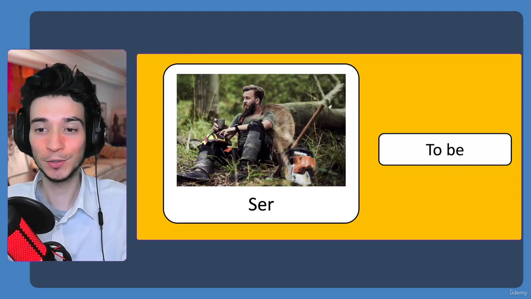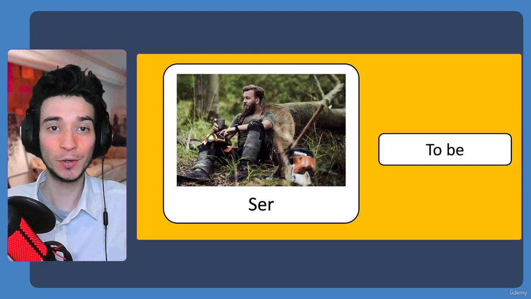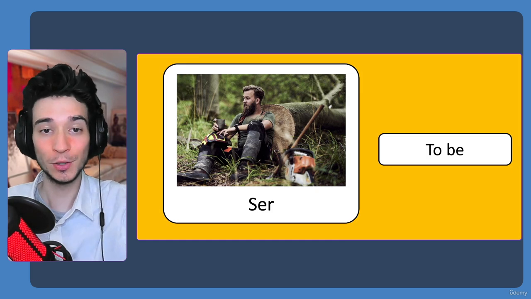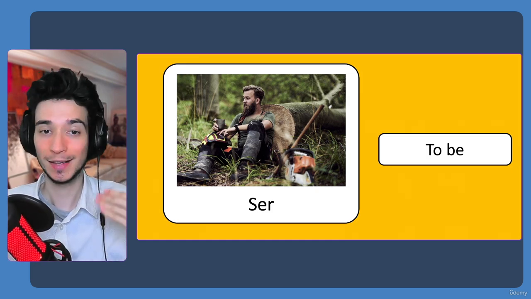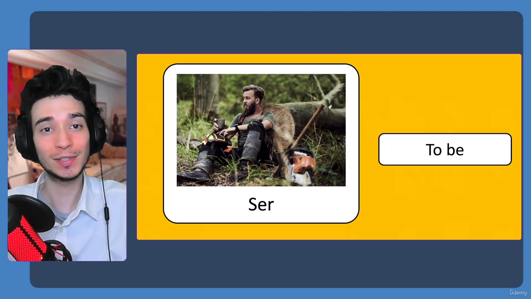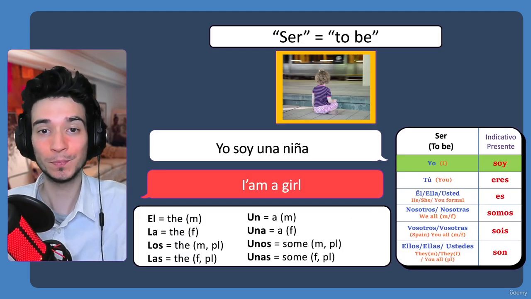Okay, so now let's continue. Let's go to part 2 of the conjugations section. So we learned about the verb ser, which means to be. Ser and the conjugations. So let's give some examples.